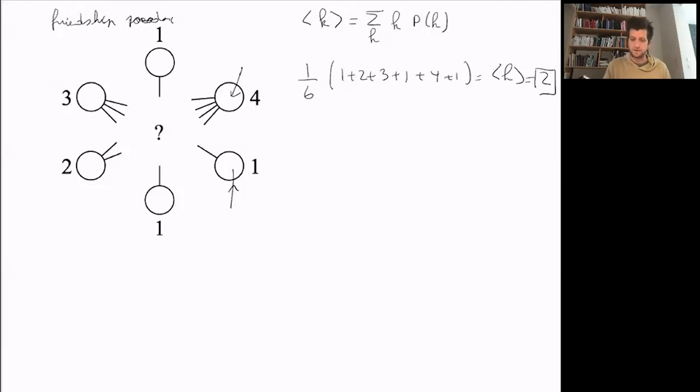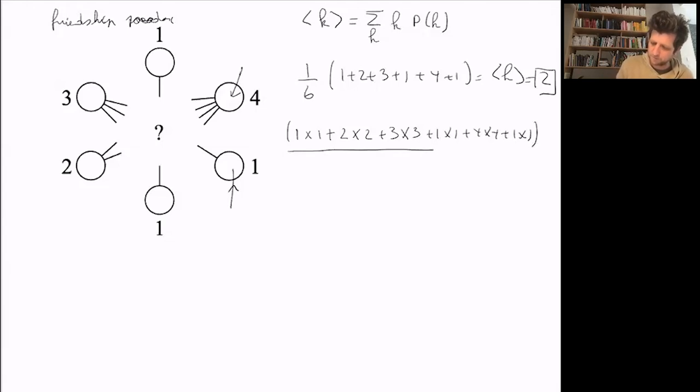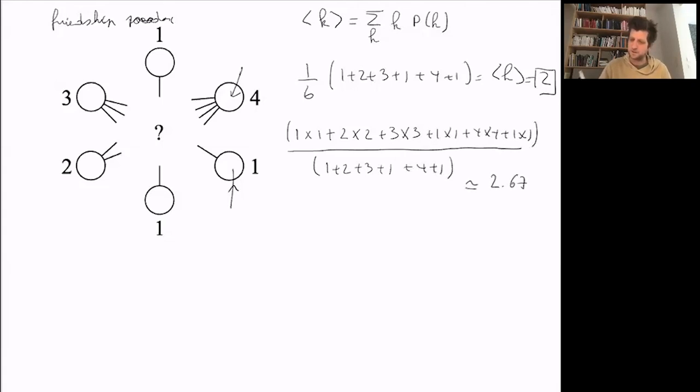And indeed, if you calculate the resulting weighted average, what you're going to have is something where the node with degree one appears once, contributing a value of one, a node with degree two appears twice, contributing a value of two, node three appears three times more often, and then one, then four times four, plus one times one. And we just need to divide, as we have a weighted average, by the sum of the weights, which would be equal to 1 plus 2 plus 3 plus 1 plus 4 plus 1, which when we do the math is equal to 2.67, which is indeed larger than the 2.